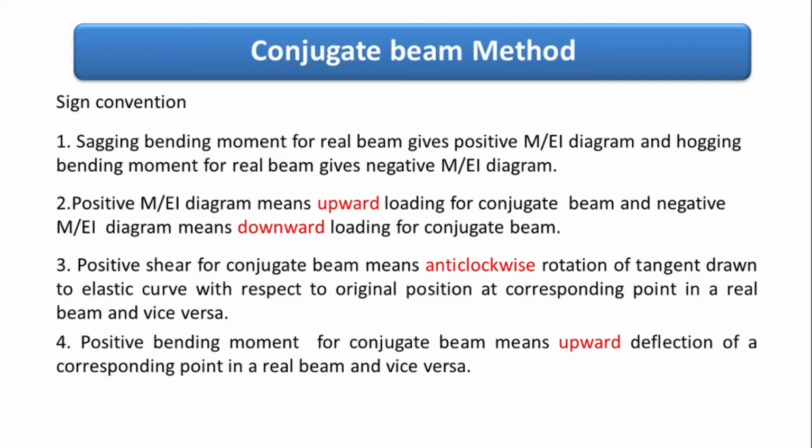Then the positive shear for the conjugate beam means anti-clockwise rotation of a tangent drawn to the elastic curve with respect to the original position at the corresponding point in the real beam, and vice versa. And the last one is that a positive bending moment for the conjugate beam means upward deflection at the corresponding point in the real beam, and vice versa.